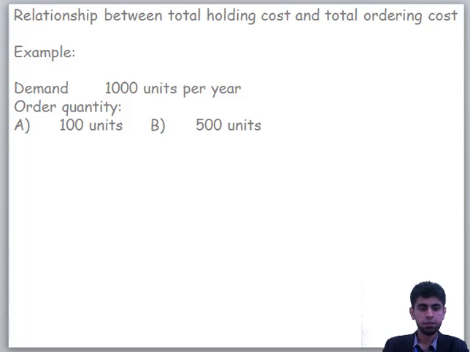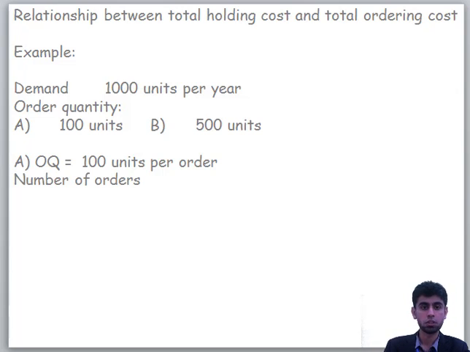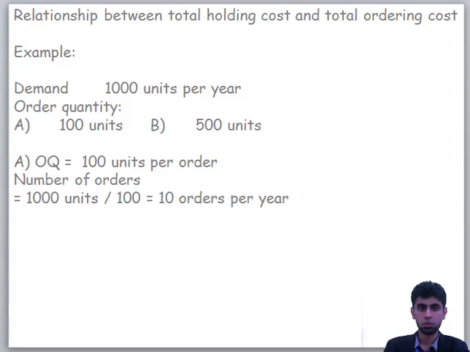The first situation says whenever the business places an order, it's going to be of 100 units. The second situation is whenever the business places an order, it's going to be of 500 units. How many orders will the business have to place if the ordering quantity is 100 units? In the first situation, the number of orders is 1000 units we need in total divided by 100 units in every order. So the total number of orders is 10 orders per year.